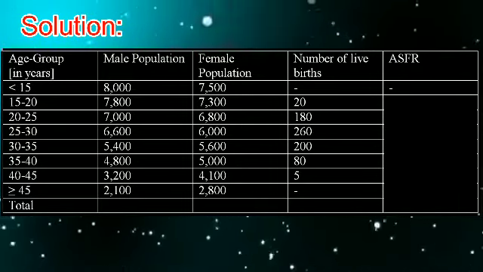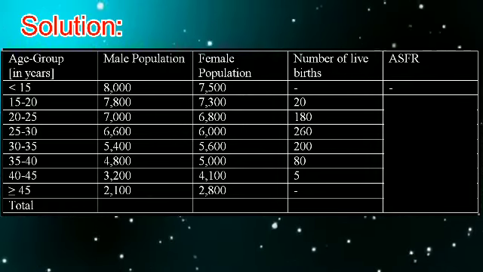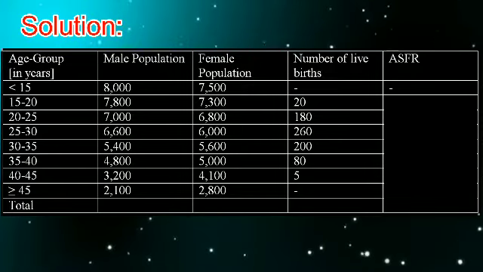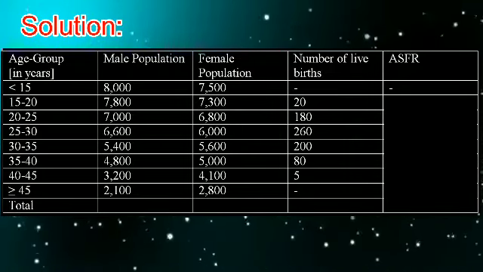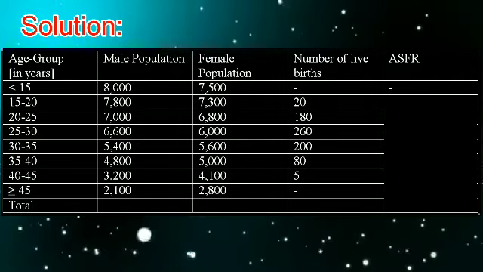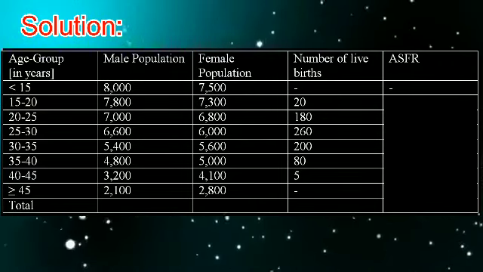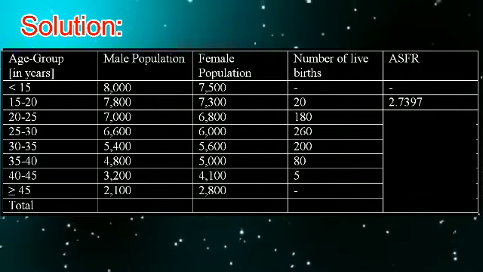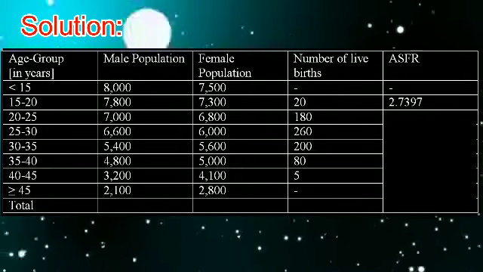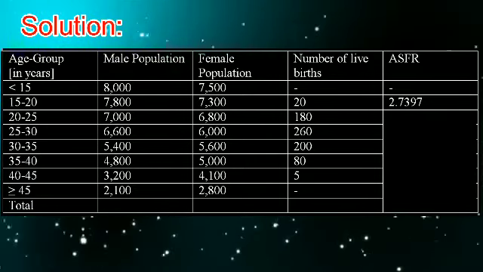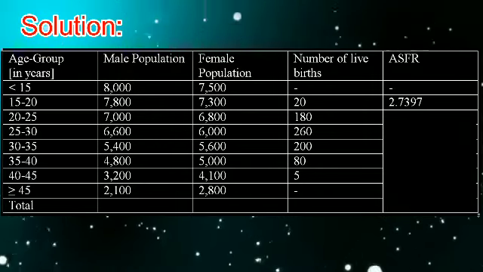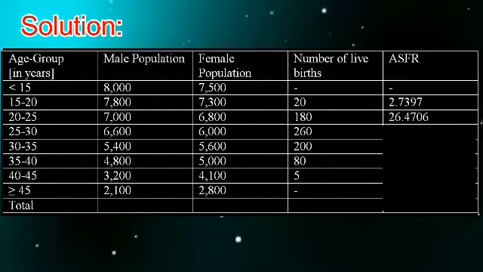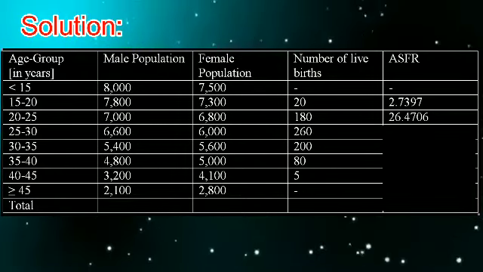Now find the ASFR value for the second class, that is number of live births, which is 20, divided by its female population, which is 7,300, multiplied by 1000. So 20 divided by 7,300, multiplied by 1000, and the ASFR value is 2.7397. For the next class, 180 divided by 6800, multiplied by 1000, and the next ASFR value is 26.4706. Similarly, find the ASFR value for the rest of the classes.